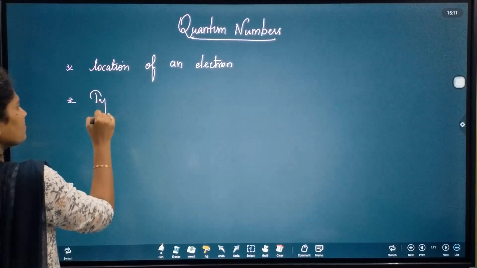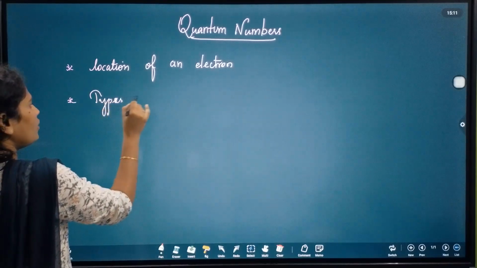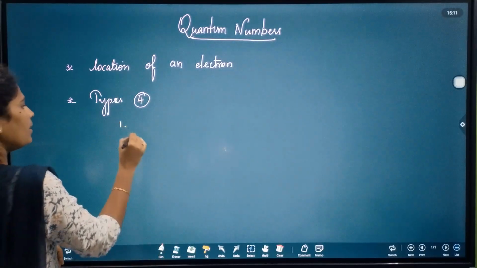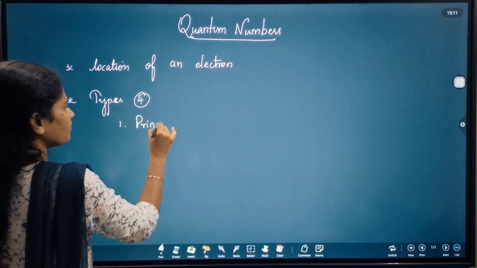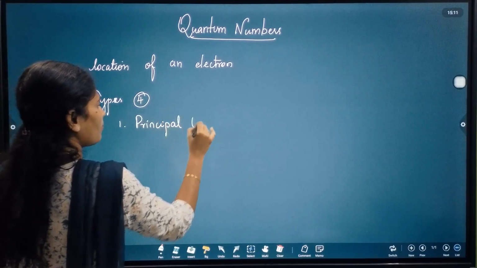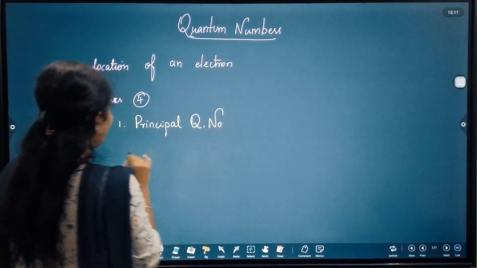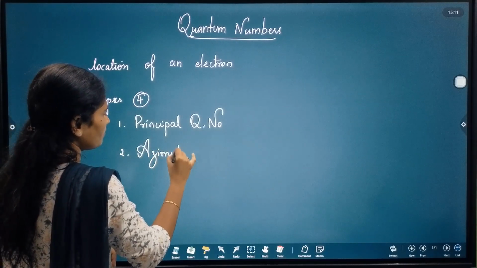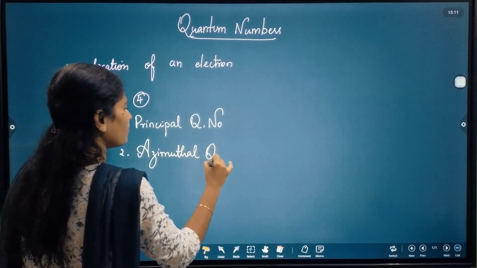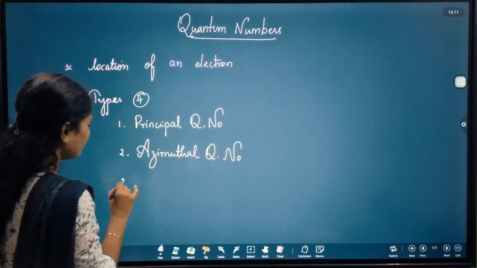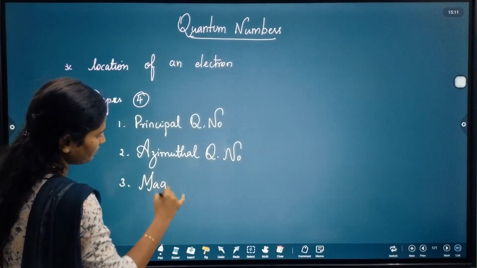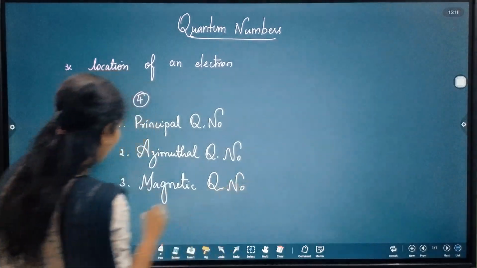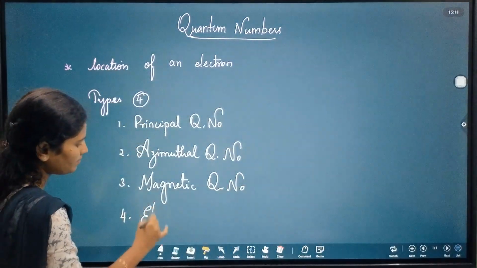What are the types? Four types of quantum numbers are there. What are they? Principal quantum number, azimuthal quantum number, magnetic quantum number, and electron spin quantum number.